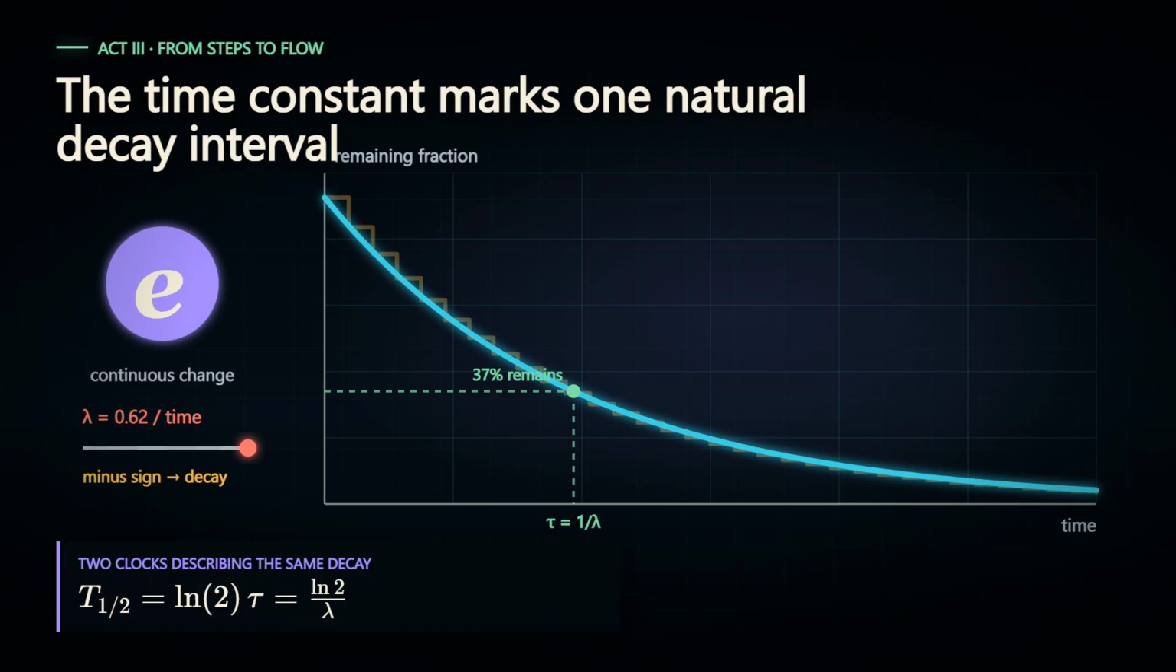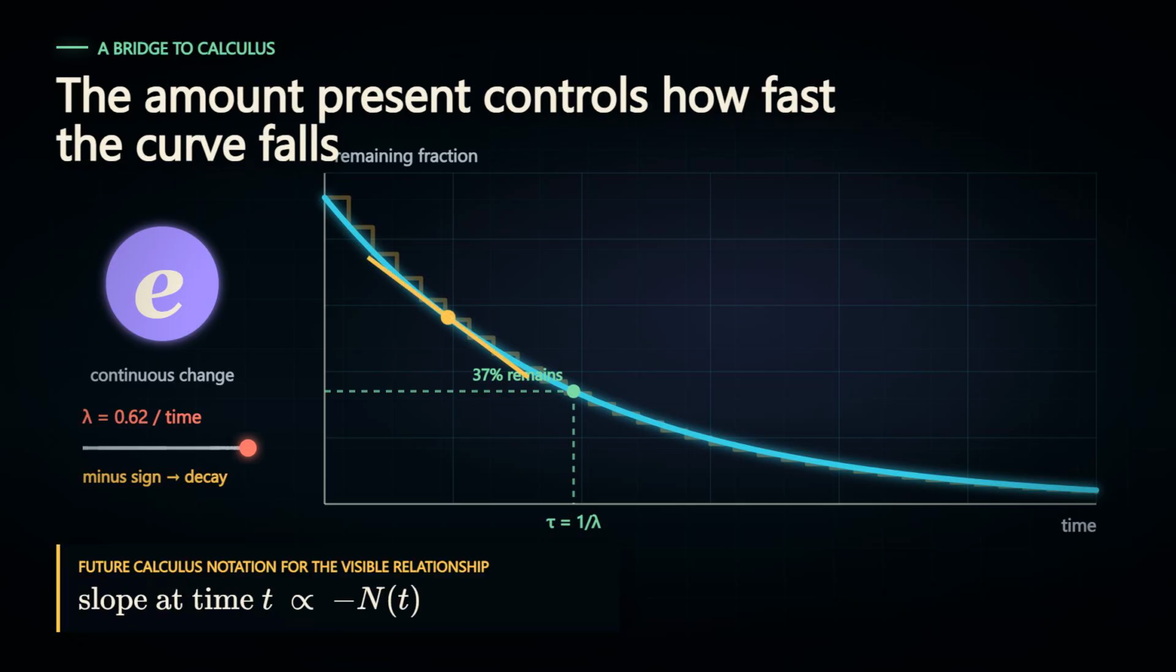Notice one more physical clue. Where more nuclei remain, more can decay during the next moment. The curve therefore falls fastest when it is high and slows as it empties. Later, calculus will compress that idea into a slope proportional to the current amount. For now, the motion is the meaning.